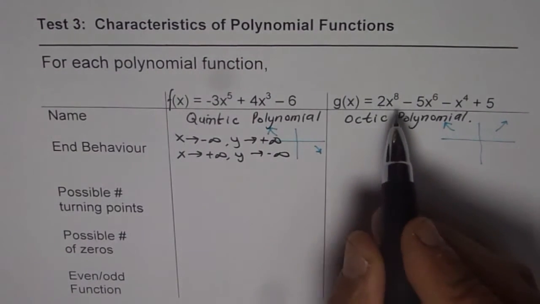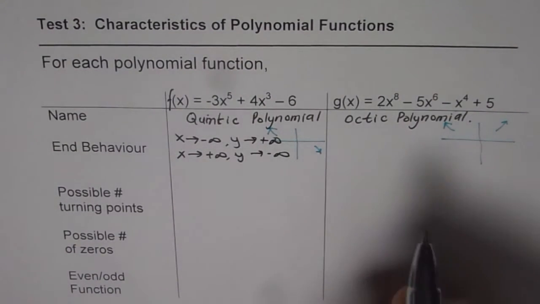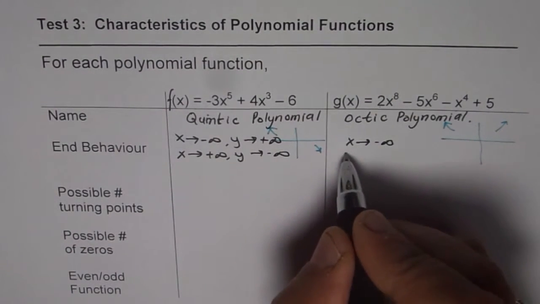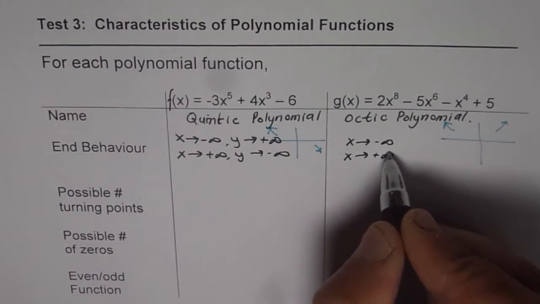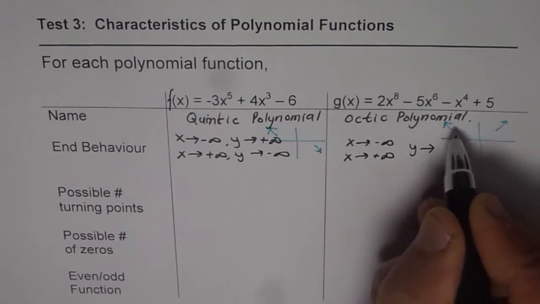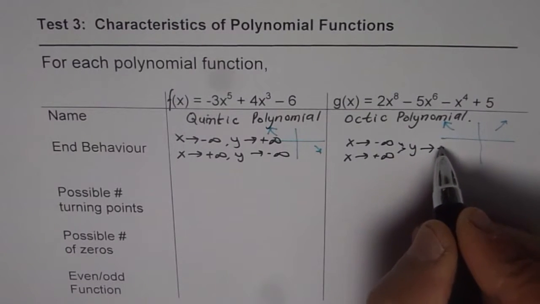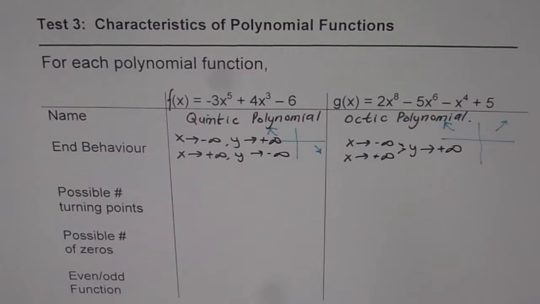And for the even degree function with positive leading coefficient, as x approaches negative infinity or as x approaches positive infinity, y approaches the same side, correct? So for both, y approaches positive infinity, correct?